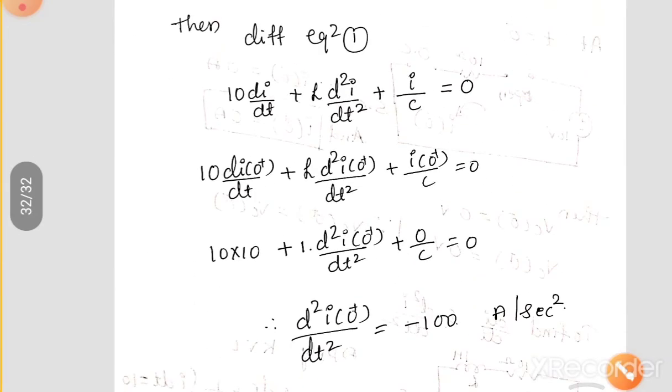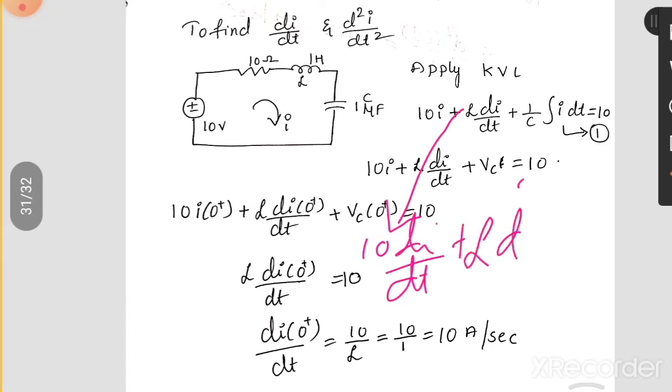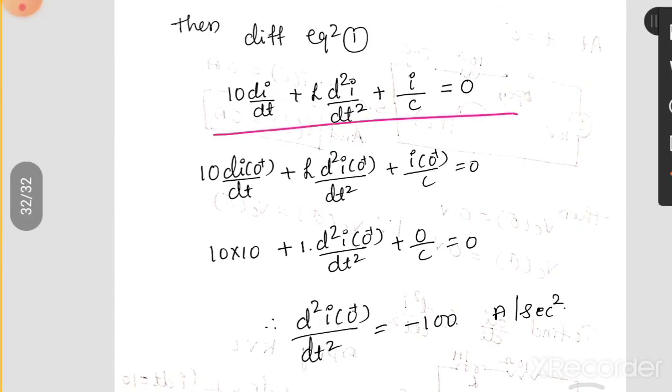Next, differentiate the first equation to calculate d square I by dt square. What do we get here? Differentiate this equation with respect to t. It is 10 di by dt plus L into d square I by dt square plus 1 over C times, differentiating the integration of I, the differentiation and integration cancel, so it is simply I, equal to 0. That is what we have to write.